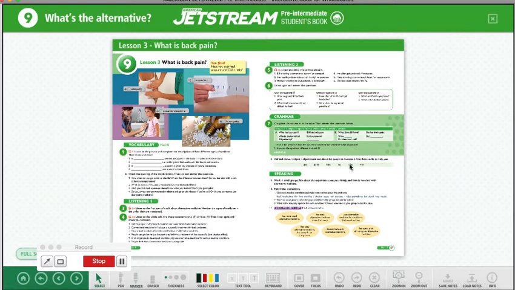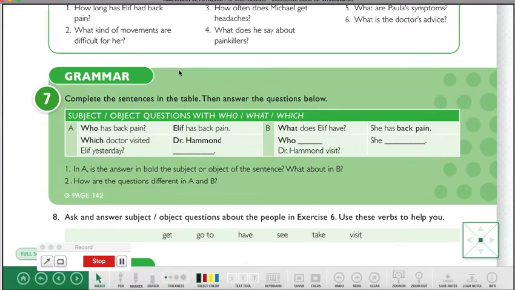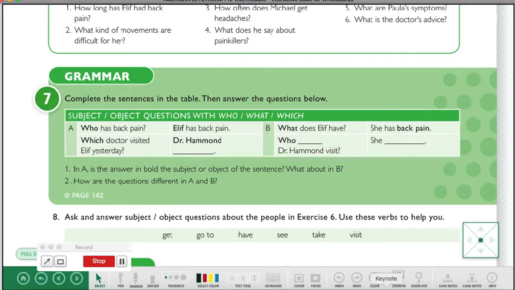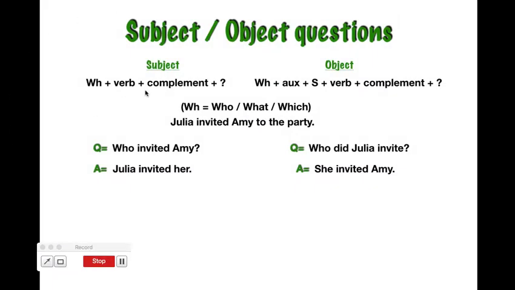Okay, so finally, well, not finally, but the most important part of the lesson, as you know, is the grammar. Here we have the grammar, and it is about subject and object questions, and those words are key words to understand the topic. So I'm going to show you my notes over here. They are so easy. Okay, here we're talking about subject and object questions.